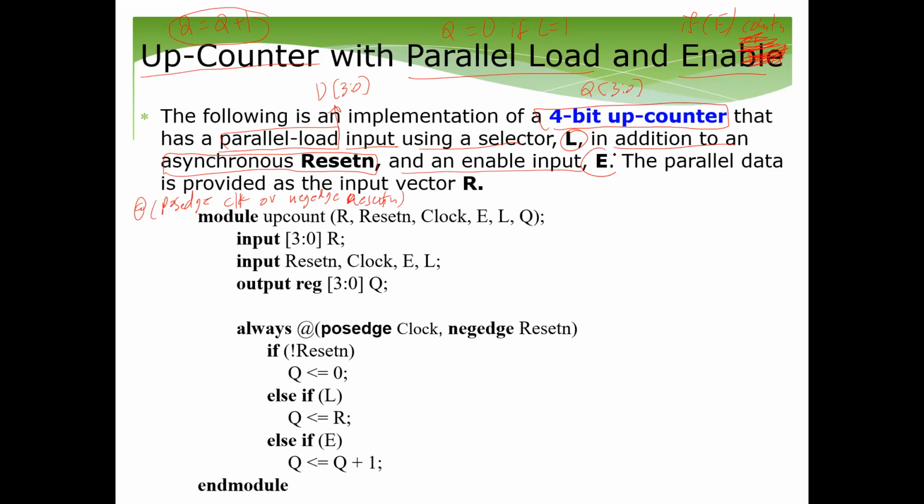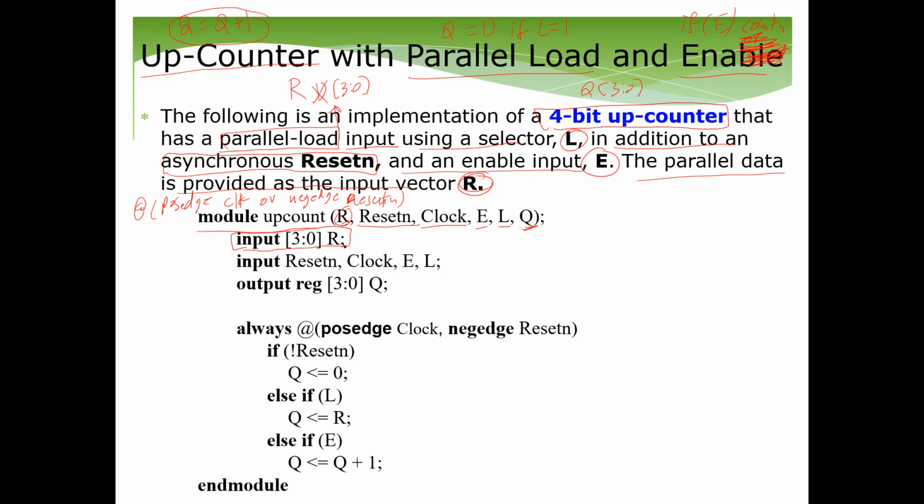And then enable input, we have enable E. The parallel data is provided as input vector R. So we read that, cancel this D and make it R. I just named it D here, but he wants it to be R. So write your module. I have R, which is my parallel load input. I have reset N, clock for sure, E to enable the count, L to load, and Q is my output. Now the input R should be declared at the same size as the output.